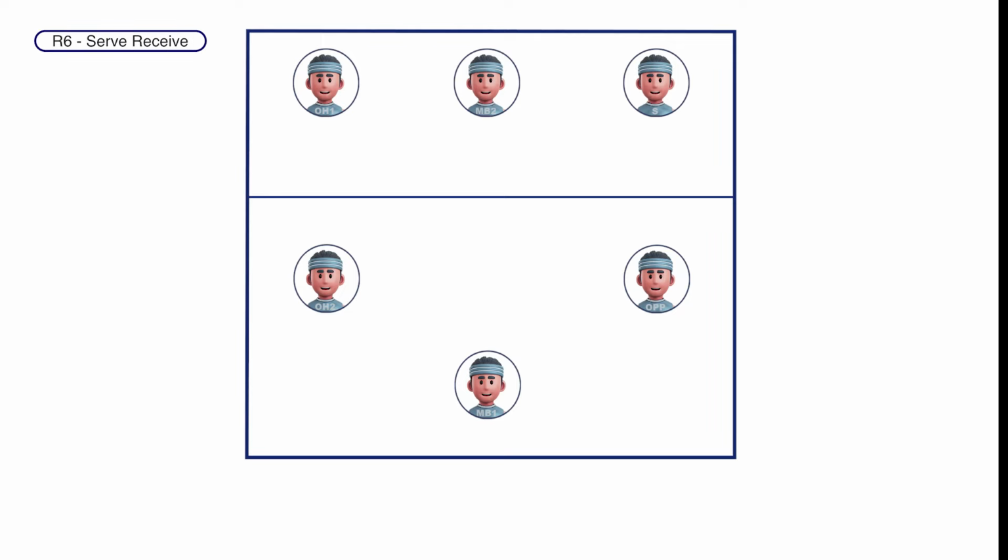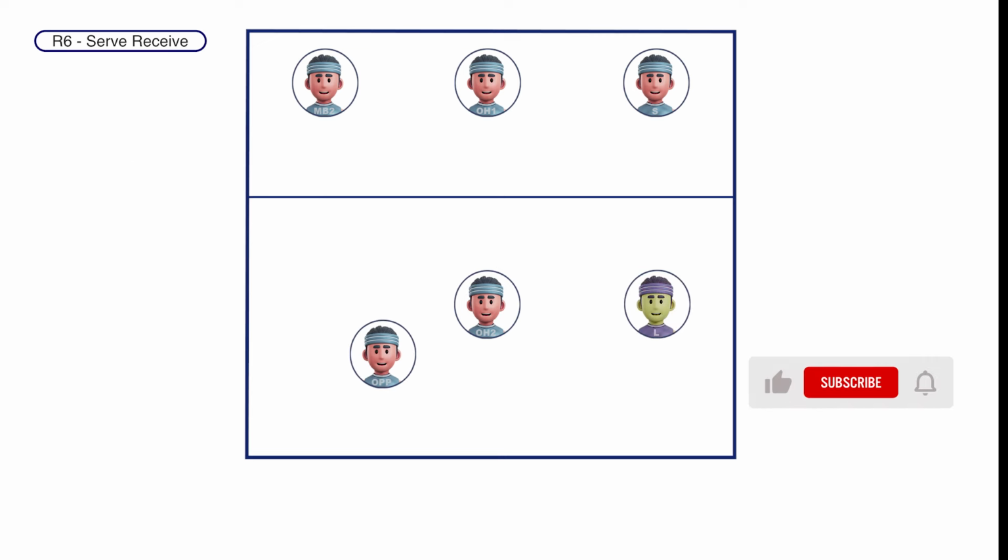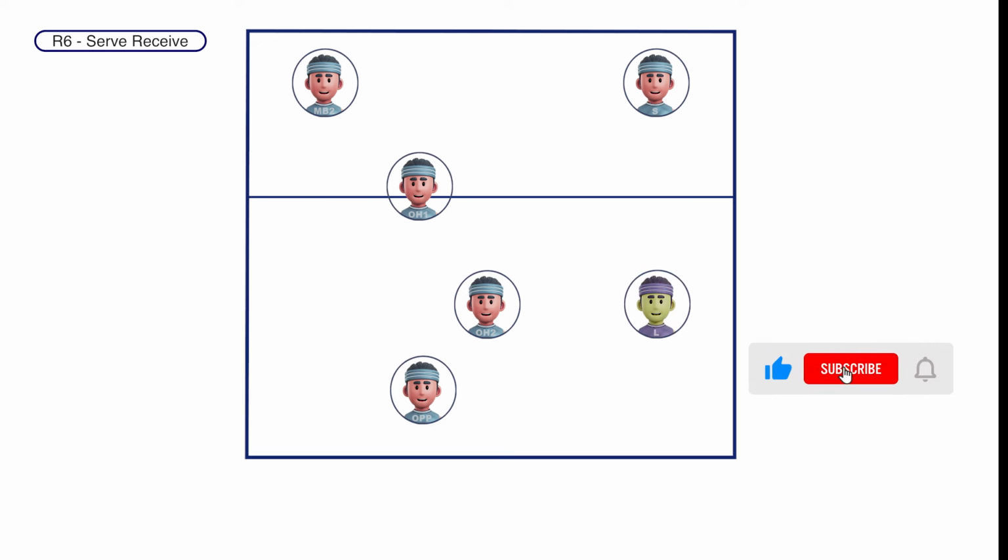Rotation 6 serve-receive. When the opponent wins a point and it is their turn to serve, we will go to regular rotation and then set up for the serve-receive. Libero will come back and replace the middle blocker 1. Now, the opposite hitter will hide back and the outside hitter 1 will move towards left back.